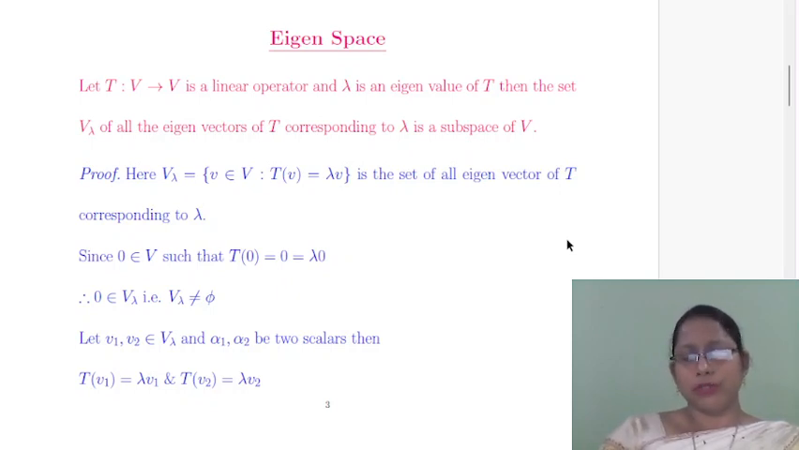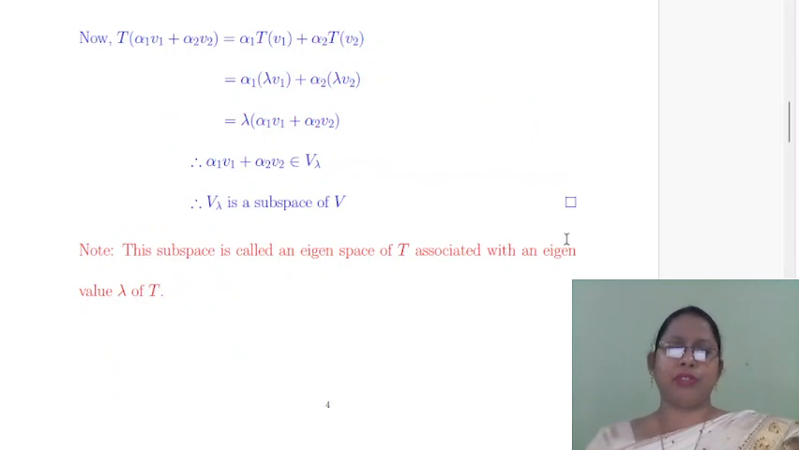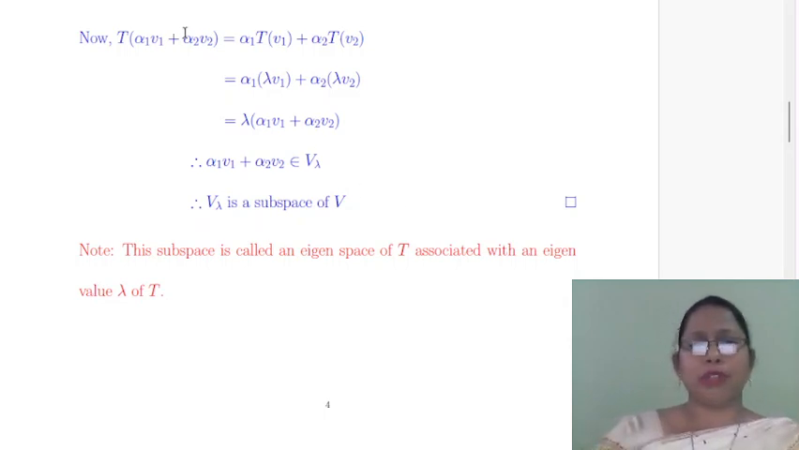For that, we consider T of alpha 1 b1 plus alpha 2 b2, which is equal to alpha 1 T of b1 plus alpha 2 T of b2, since T is a linear operator. Put the value of T of b1 and T of b2; it is equal to alpha 1 lambda b1 plus alpha 2 lambda b2. Take lambda common, it will be lambda times alpha 1 b1 plus alpha 2 b2.